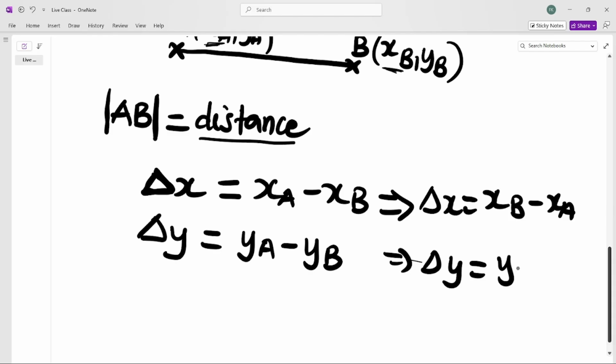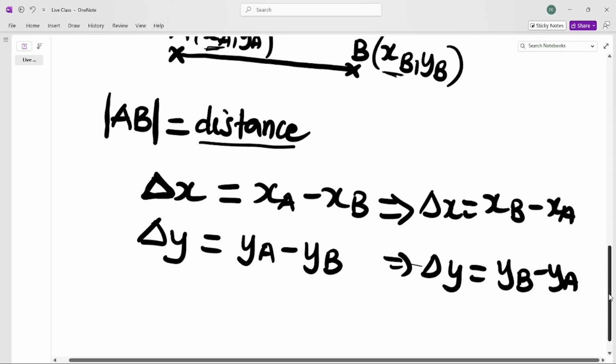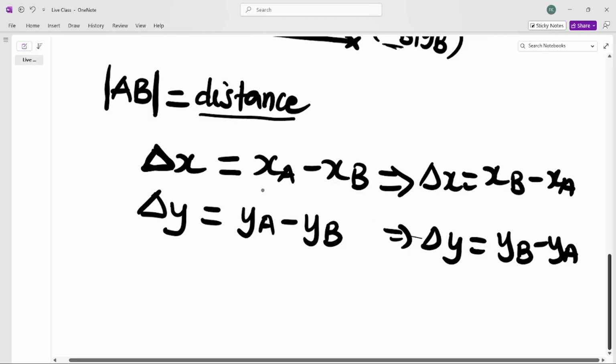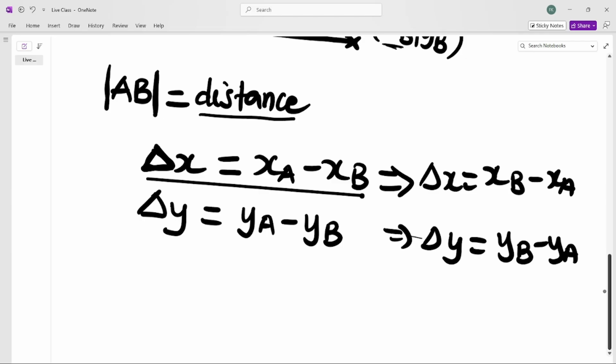Whether the y of a comes first or the y of b comes first, it doesn't really matter, because at the end we are going to square it. But what you have to know is that you have to make sure that you find the difference first between a and b.